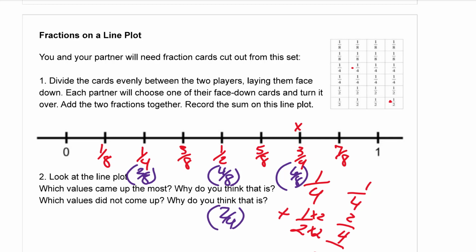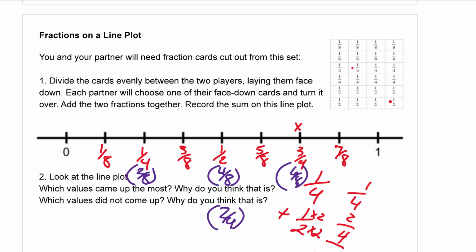And number 2 says, look at the line plot, which value came up the most. Well, for us right now, because we only had one, it would be that one. But if we went through the whole deck of cards, we would see where the most X's were. We know that, for instance, 1/8 is not going to come up. And how come? Because if I had 1/8 and Mr. Schmidt chose 1/8, it would be 2/8 already. So that's not going to work out.